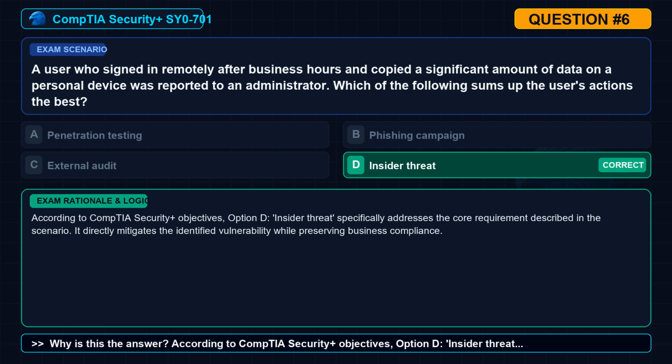Why is this the answer? According to CompTIA Security Plus objectives, option D, insider threat specifically addresses the core requirement described in the scenario. It directly mitigates the identified vulnerability while preserving business compliance. Notice how the question highlights a user copied a significant amount of data on a personal device. In the CompTIA exam, always look for these operational clues.